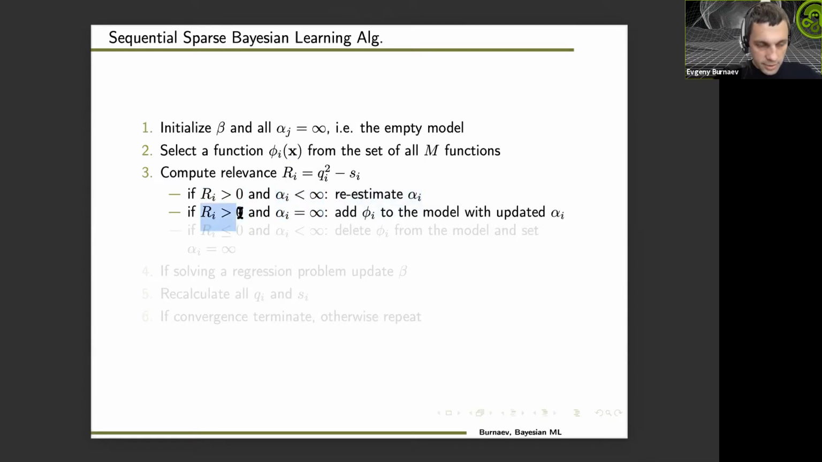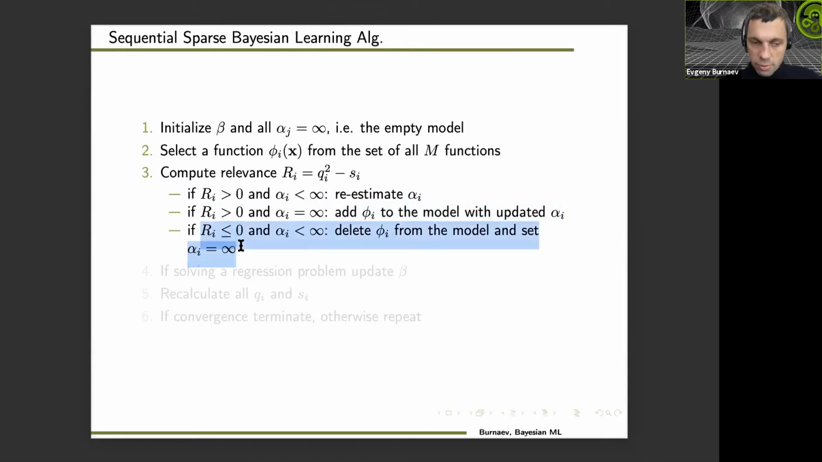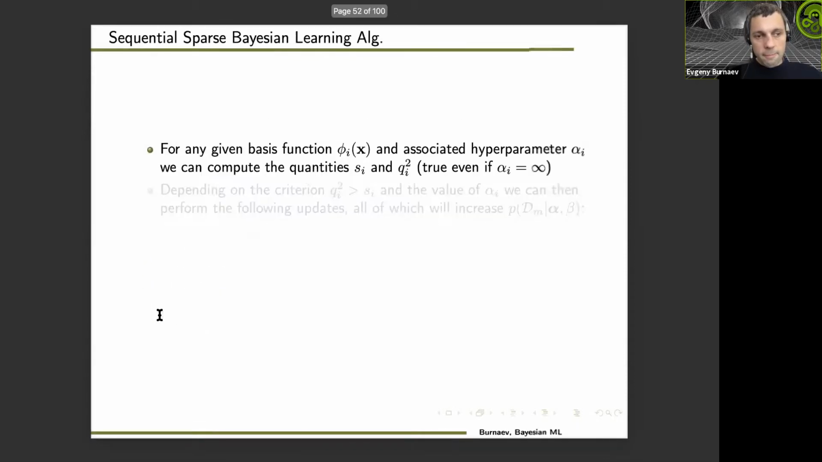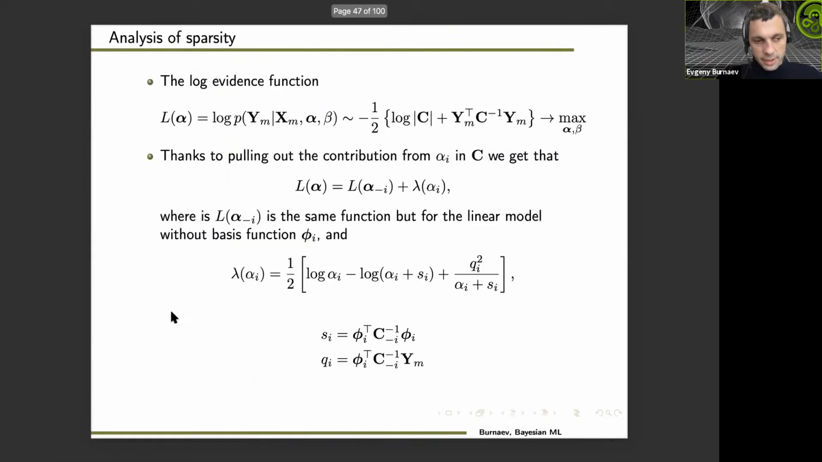If this value is greater than 0 and alpha is equal to infinity, we add the corresponding basis function to the model with the updated value of alpha. If this holds true, then we delete the corresponding basis function from the model and set alpha to infinity. And after that, we update beta, we recalculate all Q and S_i, these factors, and we iterate. Again, these are expressions for values of S and Q.